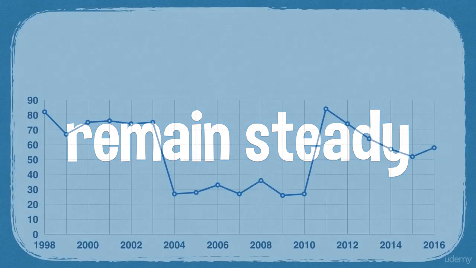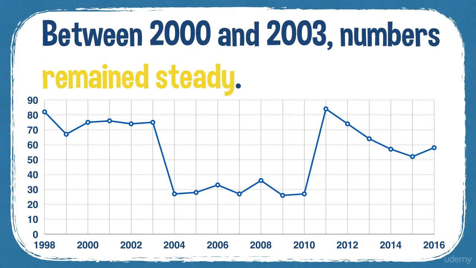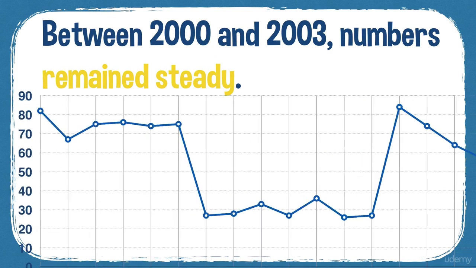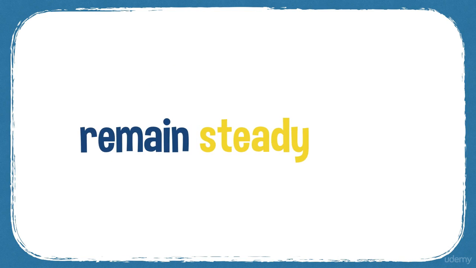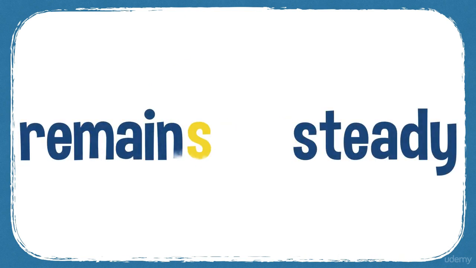Remain steady. If numbers remain steady, it means the numbers stayed about the same. Either the same or about the same level. It's kind of the opposite to fluctuate, so they're not going up and down, not by much. So between 2000 and 2003, numbers remained steady. You can have remain steady, remaining steady, remained steady.